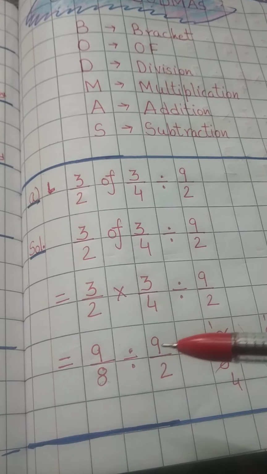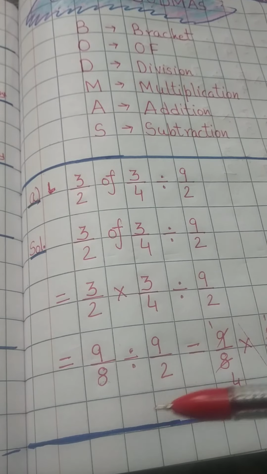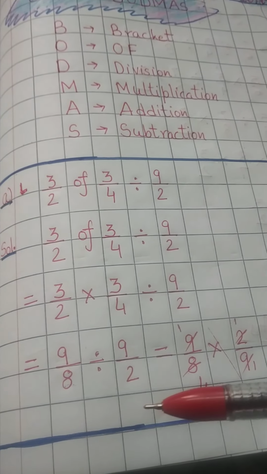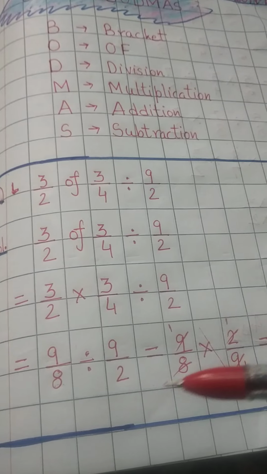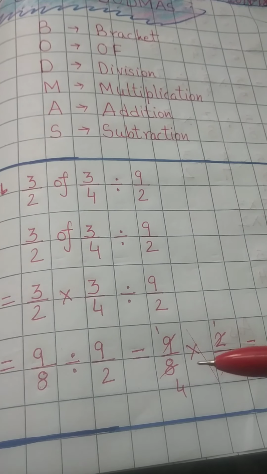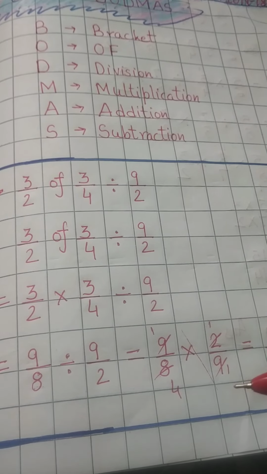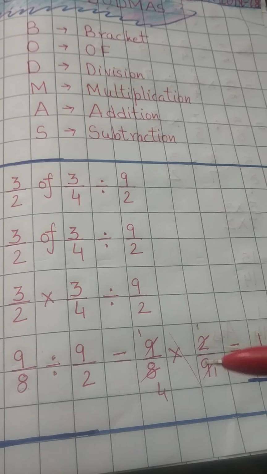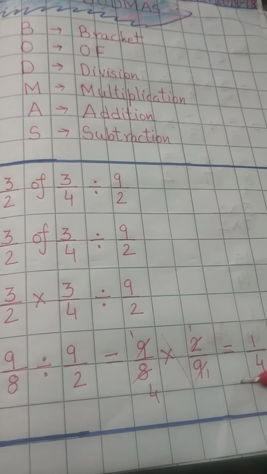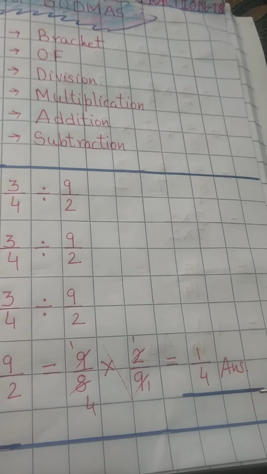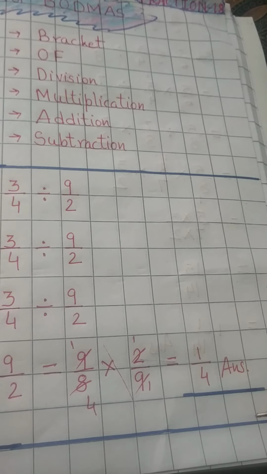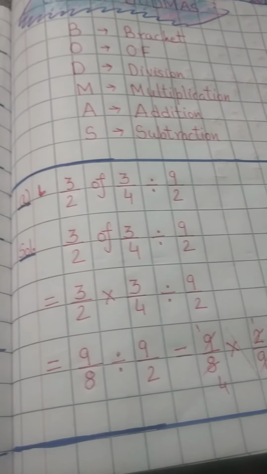Then we will do division by 9 upon 2. This is the division sum that we did yesterday. So 9 upon 8, and division will change into multiplication; the reciprocal of 9 upon 2 is 2 upon 9. So we will write here: 9 1s are 9, 9 1s are 9, and 2 1s are 2, 2 4s are 8. So we will write 1 upon 4 as the answer. Right? Easy question. I think you have understood.